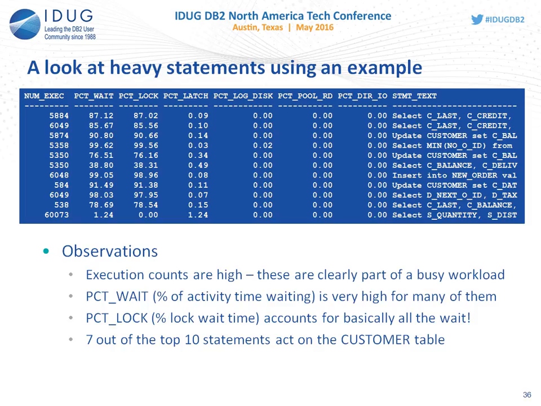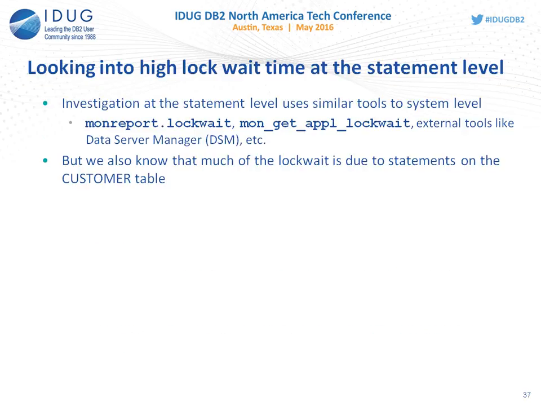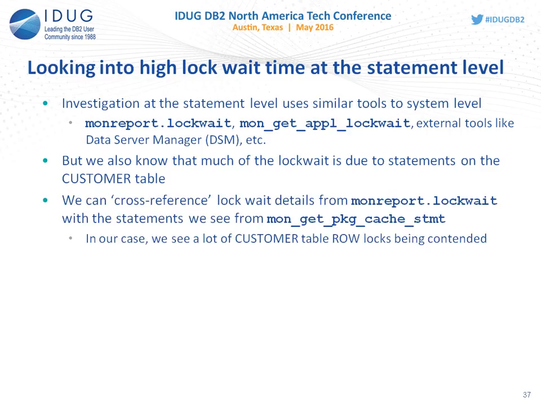Wait times at the state level. How to look into this? We've got MON_LOCKWAIT, which I mentioned at the beginning, that goes into that nice holder-waiter stuff. Very helpful. But we've also got MON_GET_APPL_LOCKWAIT, which is another point-in-time thing. Or external tools, Data Server Manager, there's lots of other great tools around that are going to help us look into that. Again, also using the knowledge that we gained from looking at our simple query, that it was one table involved, cross-referencing all of this stuff. We've got all this information, we know it's lock wait, we know the table that's involved.